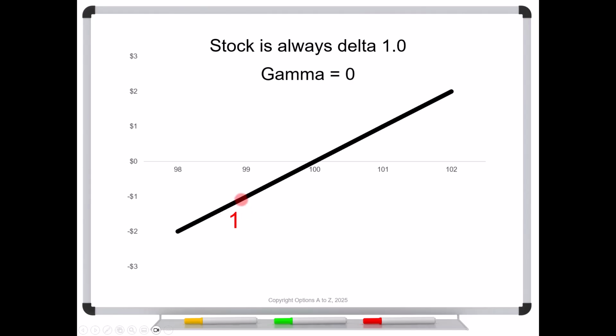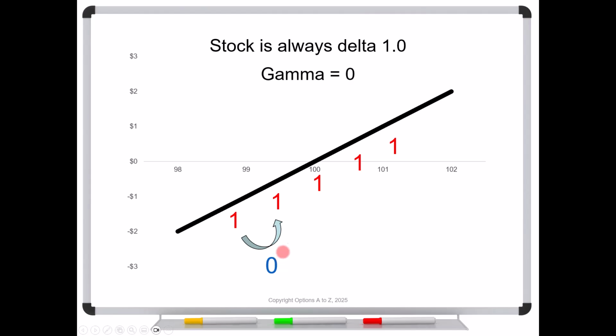So if we measured it in a very small area in here, we'd find that that slope is delta 1. If we're in this area, we'd get delta 1, delta 1, delta 1, delta 1. We always get delta 1. So now ask yourself, how are those deltas changing? What's the difference in the delta here at delta 1 and right here at delta 1? Well, there's no difference. And if there's no change or no difference in your deltas, then your gamma is 0.